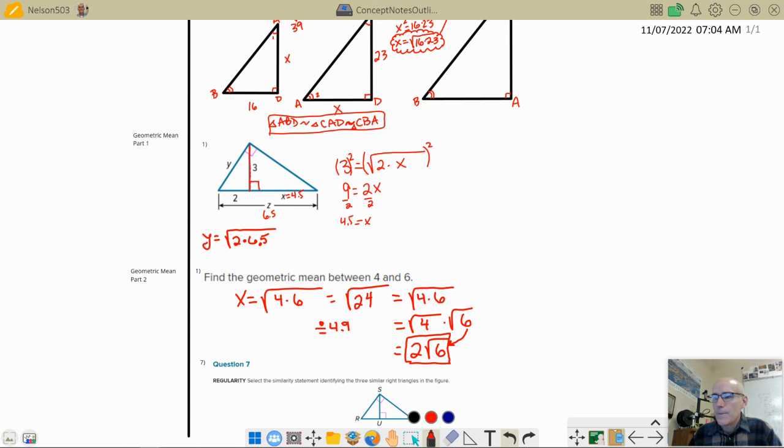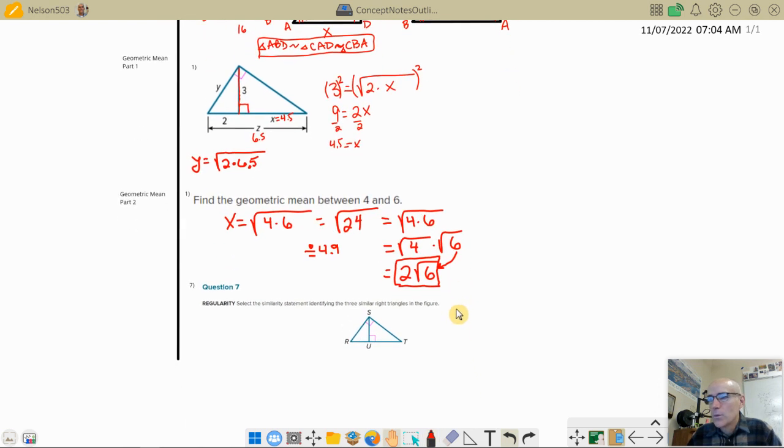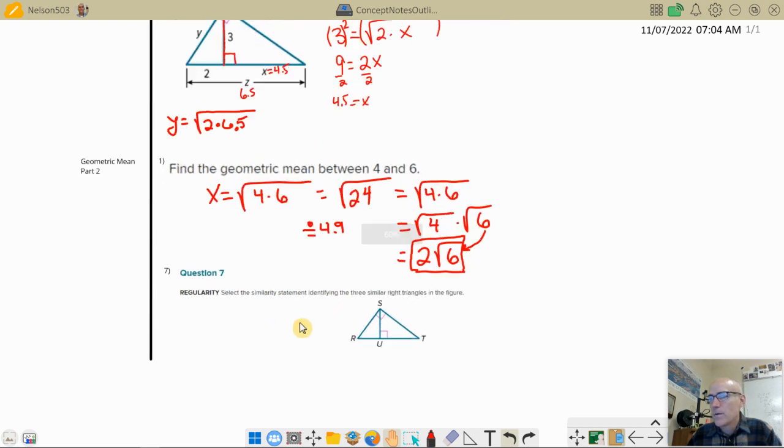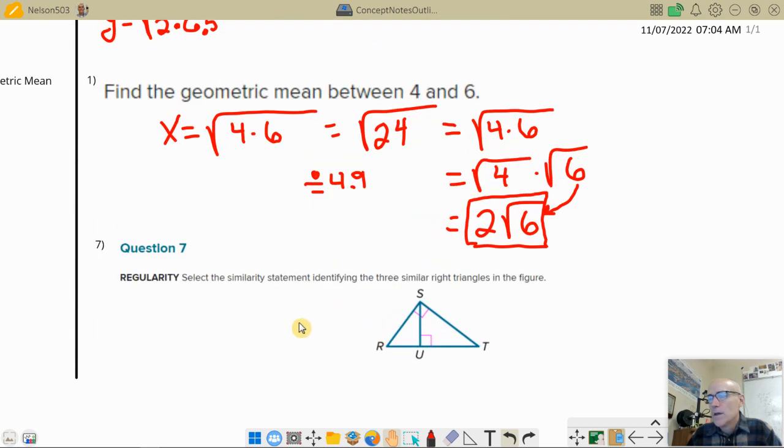All right, number 7. Here's the one I'm really kind of worried about, right? So let me zoom in on this guy. It says, select the similarity statement identifying the 3 similar triangles. Well, what might help us is that we put some numbers in here. Like in our notes on Friday, I said, let's pretend like that's 60 degrees.